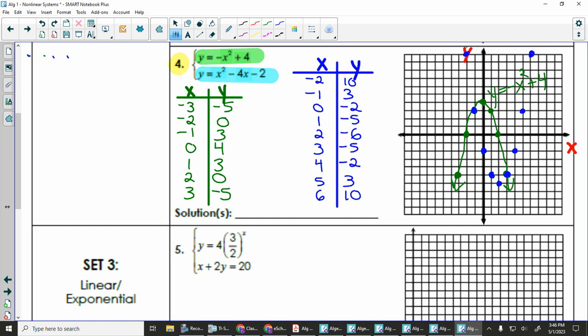Okay, we connect our dots, again, as neatly as possible. Arrows on the ends. Label.